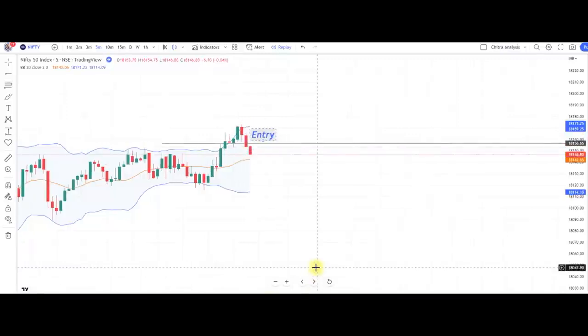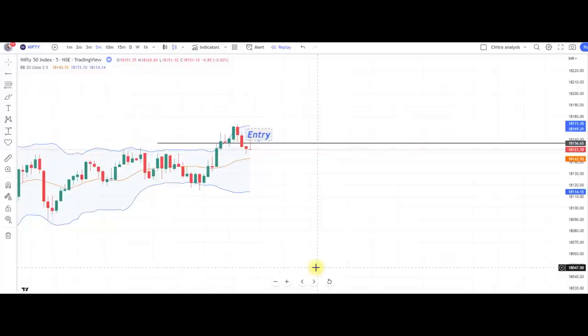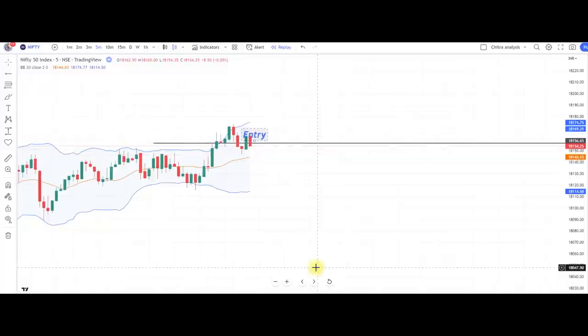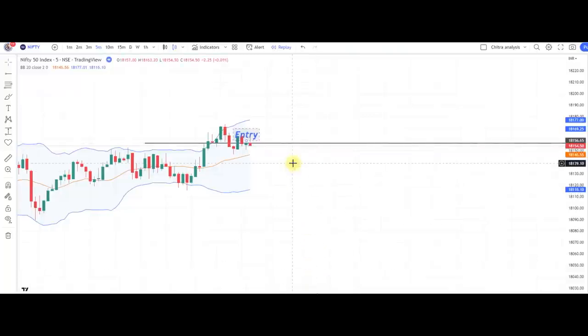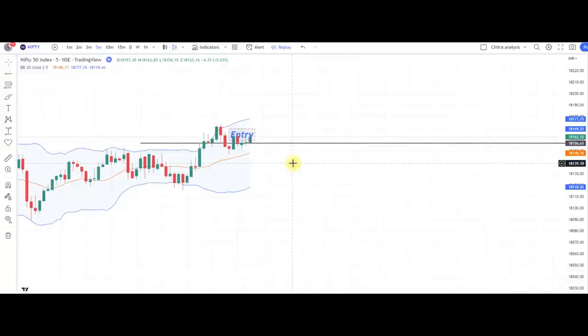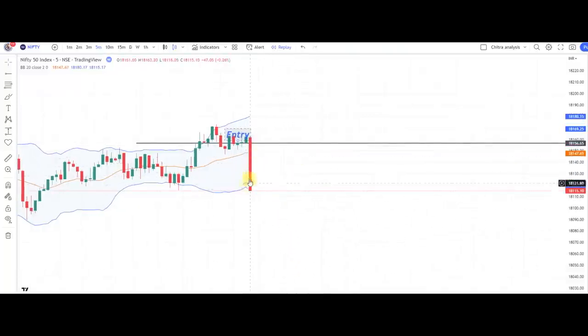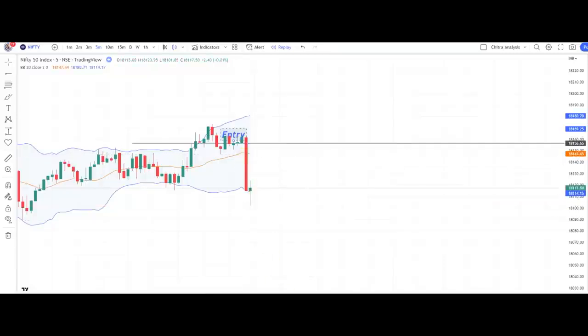So using this strategy, a beginner also can trade and earn 2K per day without much technical knowledge. So we will see how the trade is going and whether our target got achieved or not. So see, we got the target.